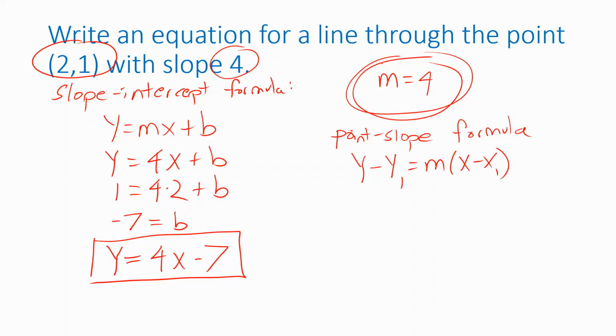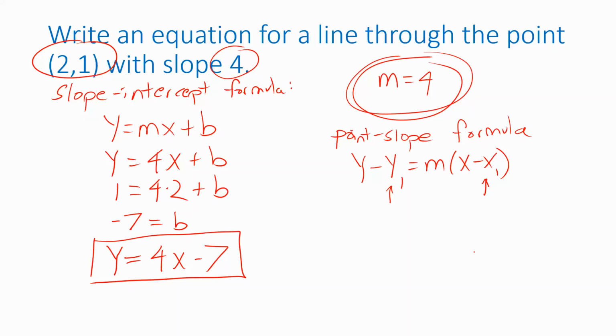The point you are given is what you plug in for this x1 and y1. You don't plug anything in for x and y, because in the end of this, we want to have an equation that will have both x and y in it. That'll be our equation for our line. And in the other approach, we temporarily plugged things in for x and y so that we could solve for b, but we won't need to do that this time. We'll have an x and a y throughout.